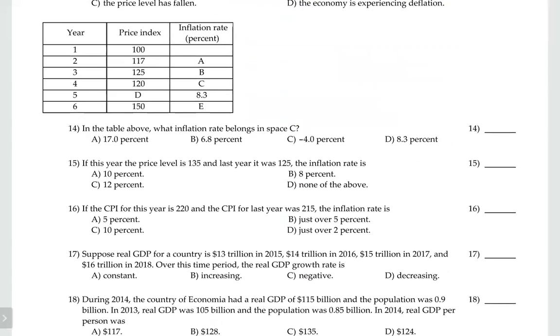Now 14. In the table above, what inflation rate belongs here? How do we calculate the inflation rate? Essentially, we just look at the price change between year 3 and year 4, right? So that should be 120 minus 125, divided by 125, times 100. So that's for normalization. And obviously, there's only one answer, C, because it must be a negative number, right?